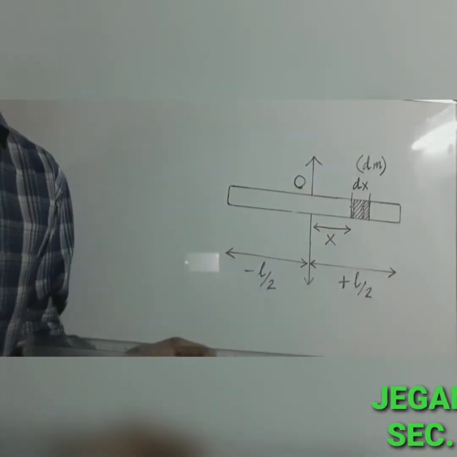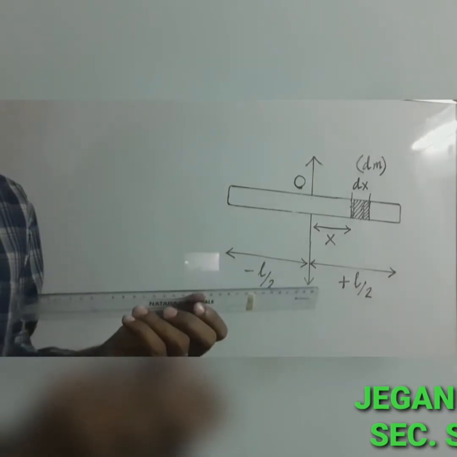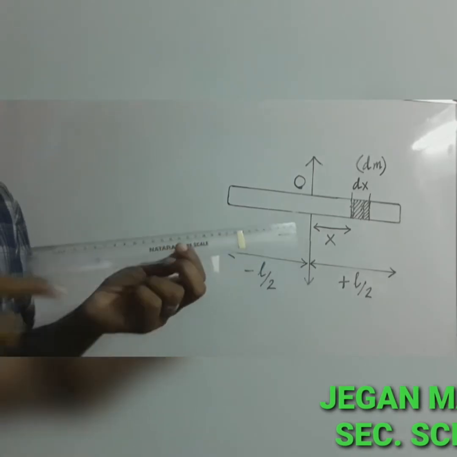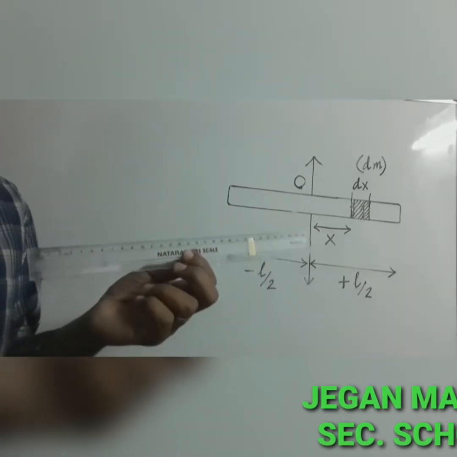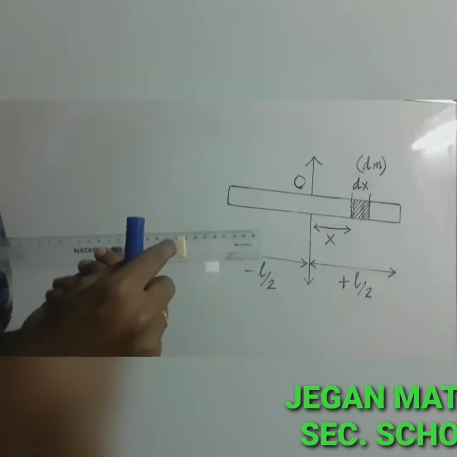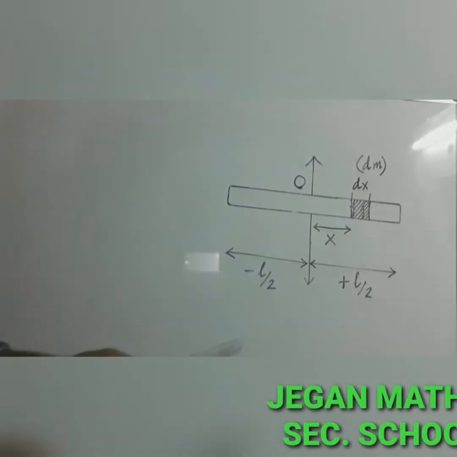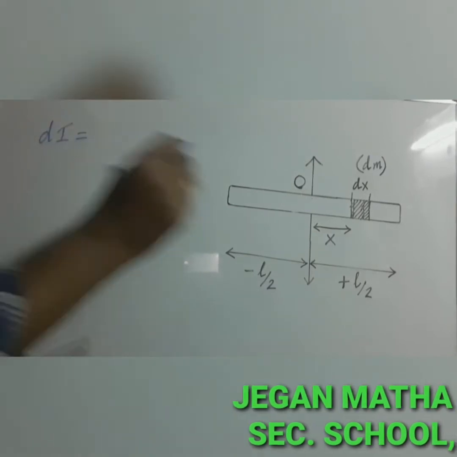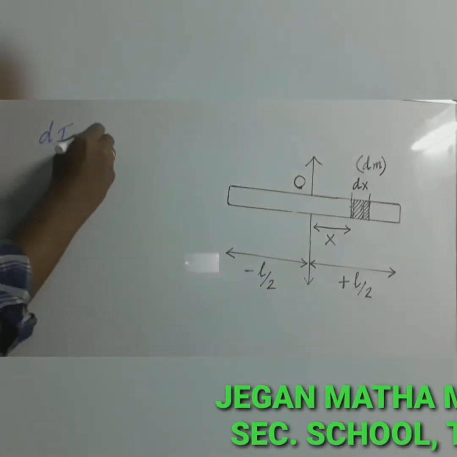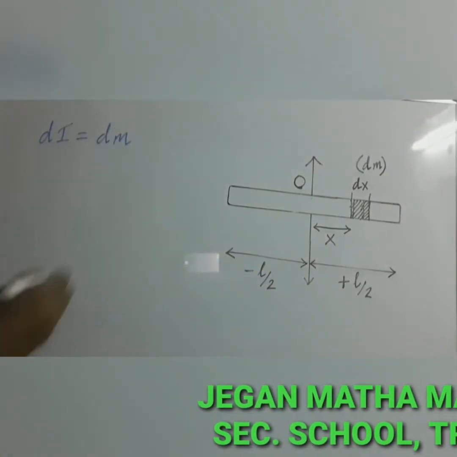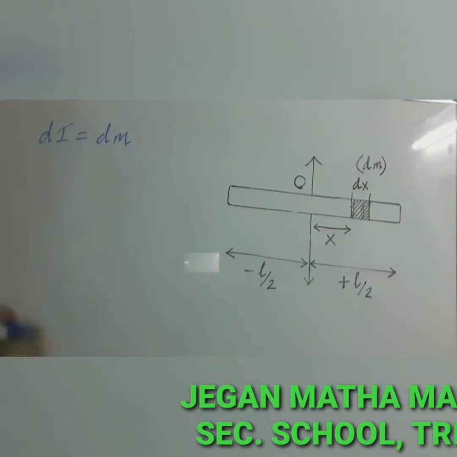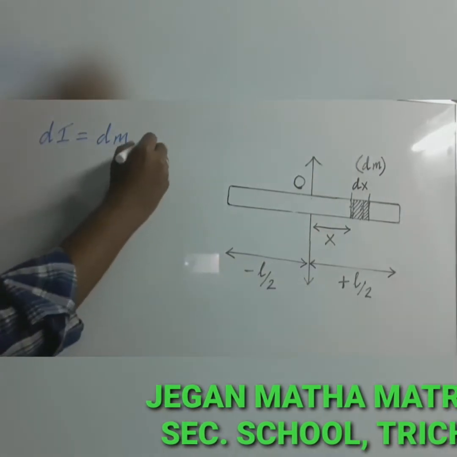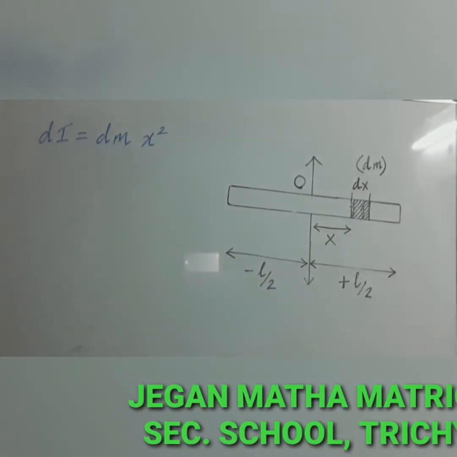Now we have to find the moment of inertia of mass dm about the axis. What is the formula for the moment of inertia? Mass into distance square. Here we are going to take a small mass dm, so the moment of inertia is also small, dI. What is the mass of this small portion? dm, into the distance between the origin and that small mass. As per the diagram they have taken x, so distance square, you have to write x square.